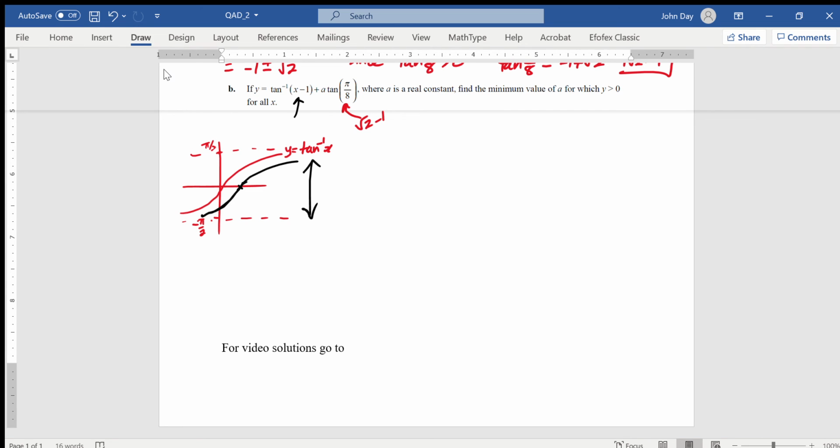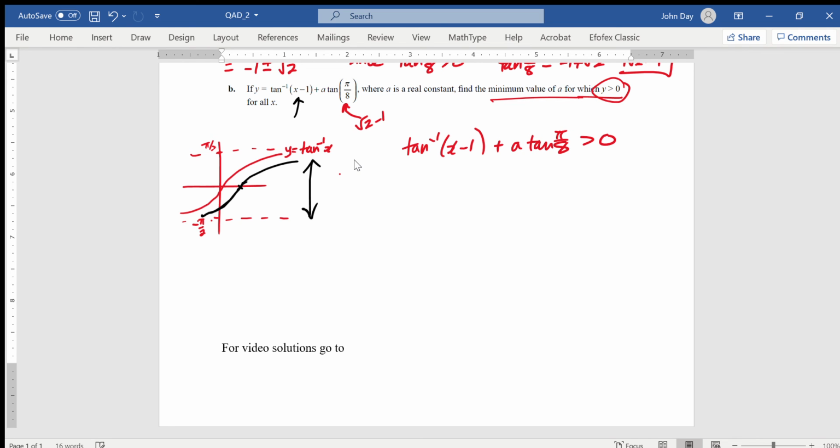Now this question is interesting. It's asking for the minimum value of a for which y is bigger than 0. So we want inverse tan of x minus 1 plus a tan of pi on 8. We want that to be bigger than 0. We want the minimum value of a that'll give it to us.